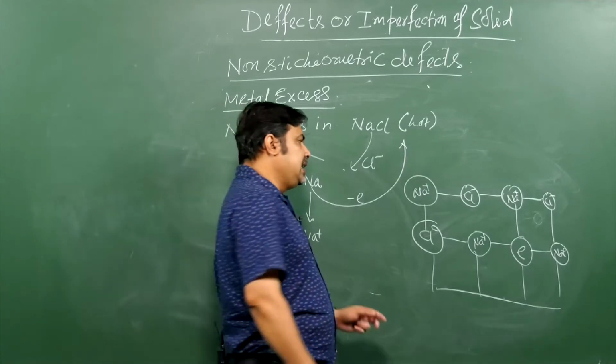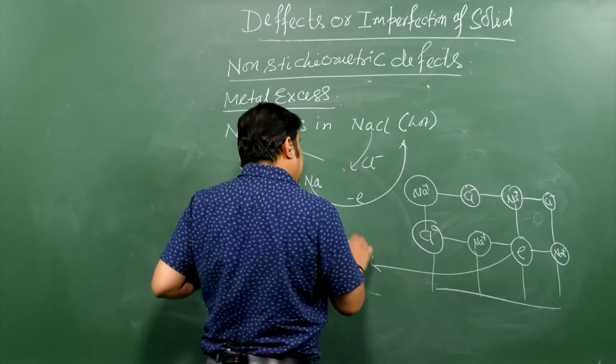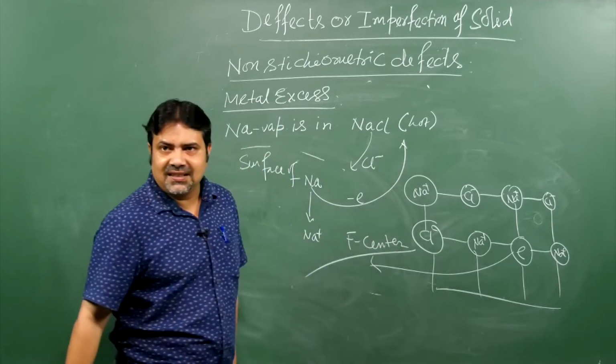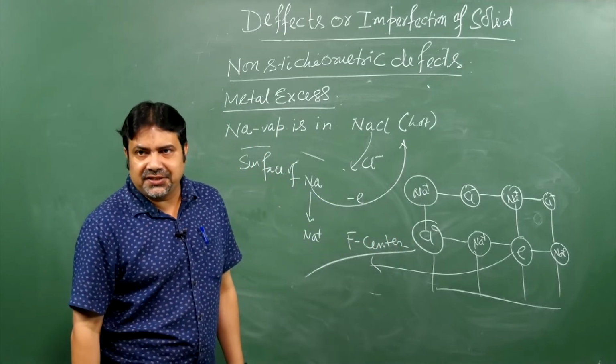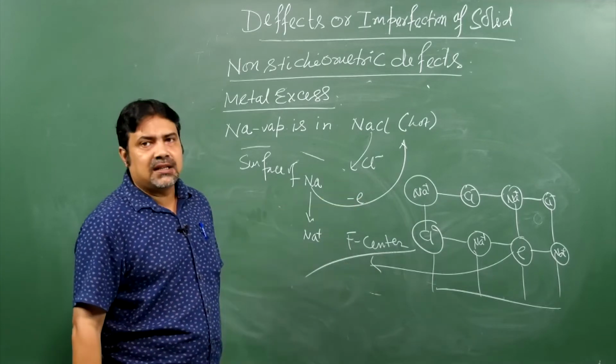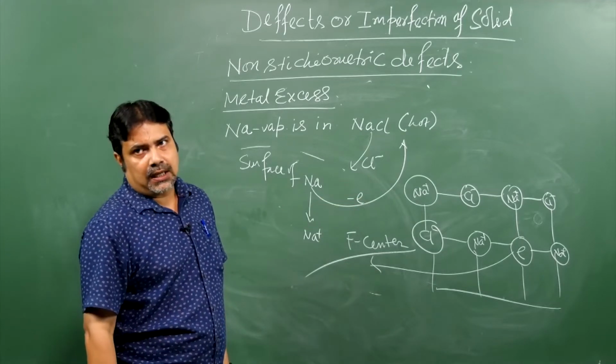So that is why this electron-rich center is called what? F center. Already everybody knows, electron-rich center is nothing but an F center. So that is why in metal excess defect, this type of scenario will appear.